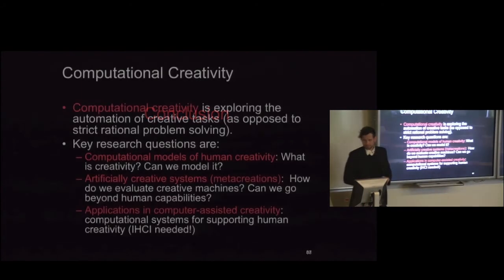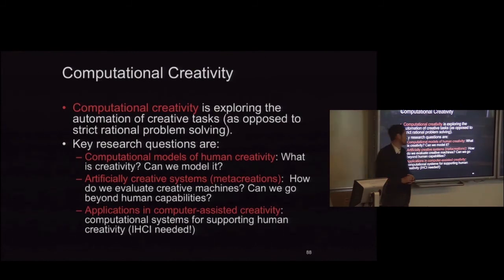So I'm going to conclude now because it's been already an hour. Just to conclude, and that's maybe the takeaway, what is computational creativity? Well, it's the idea of automatizing creative tasks, and creative tasks being defined as opposed to strict rational problem solving, so tasks for which there's no clear optimal or best solution.